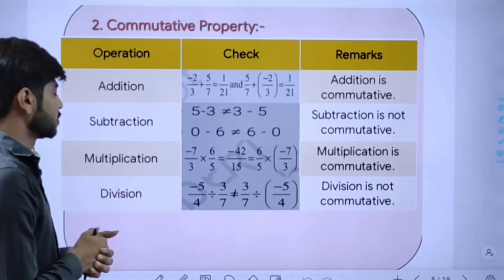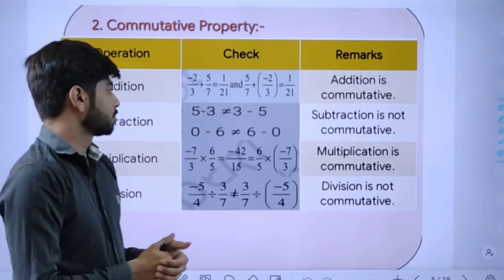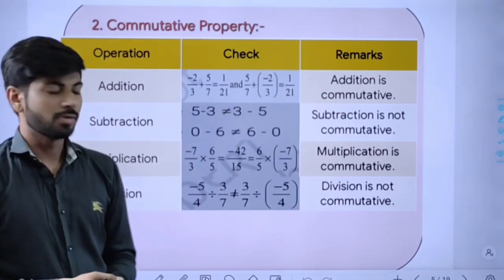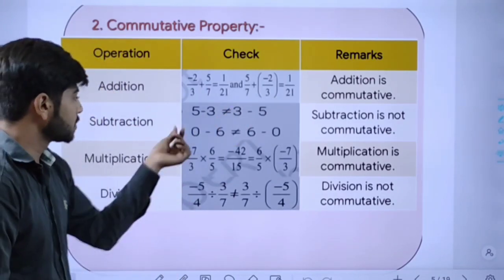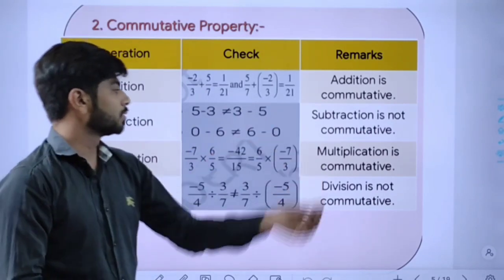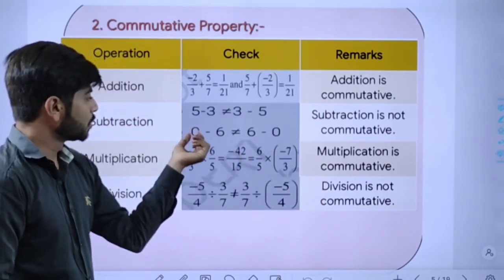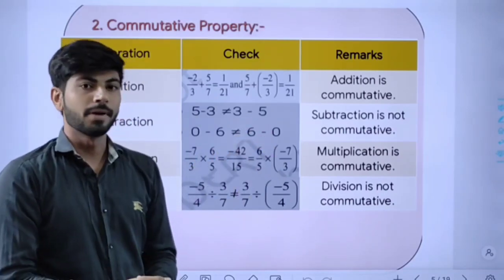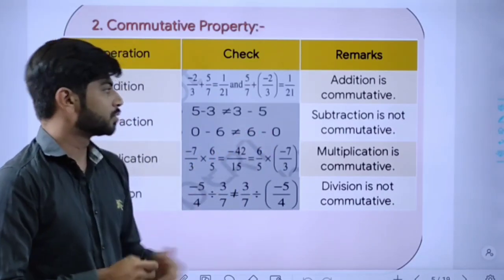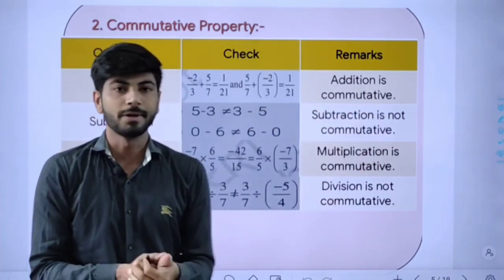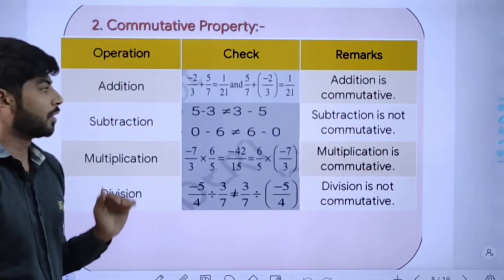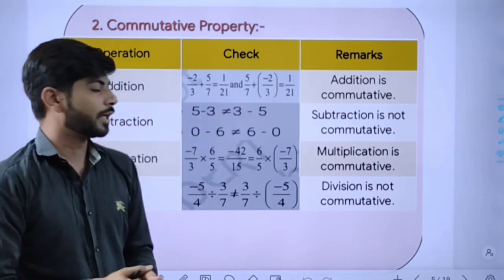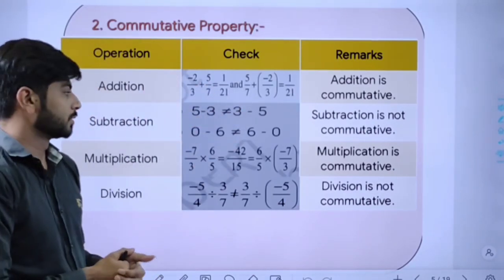Similarly, for subtraction, we have two rational numbers, 5 minus 3. It is not equal to 3 minus 5. Let's take one more example. 0 minus 6 is not equal to 6 minus 0, because 0 minus 6 will be minus 6, but 6 minus 0 will be plus 6. Both are not equal, so subtraction is not commutative. Those properties which are not followed in integers are also not followed in rational numbers.